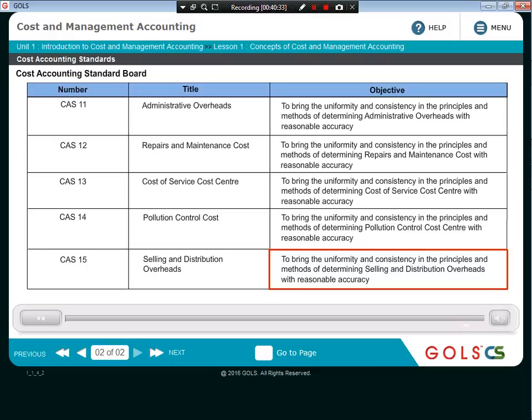The uniformity must be there. If this cost accounting standard is adhered to and followed in every organization, then there will be comparability and uniformity, with ascertainment of cost and maintenance of records, and that is why this cost accounting standard has been framed by the Cost Accounting Standard Board.